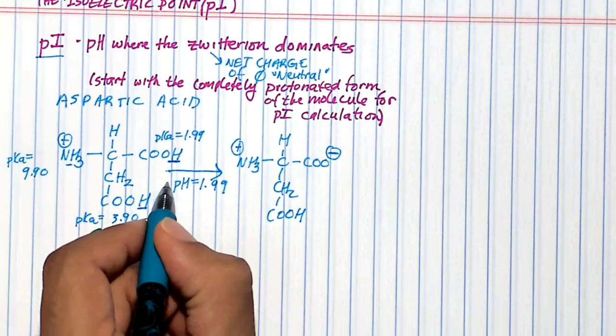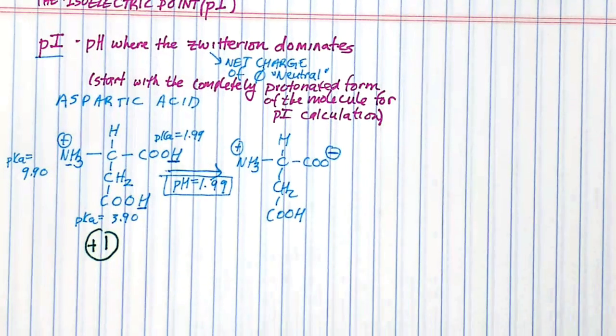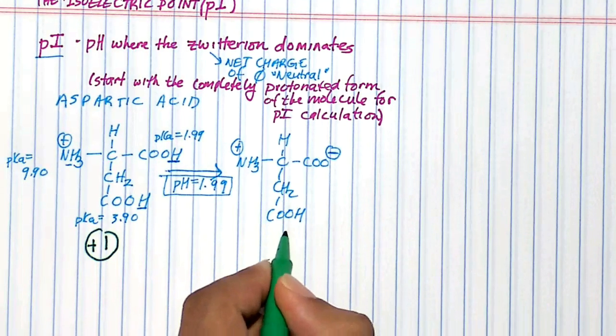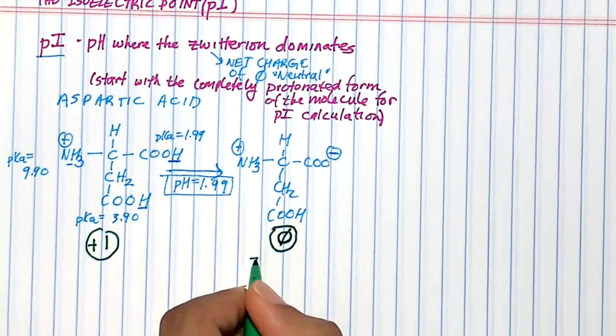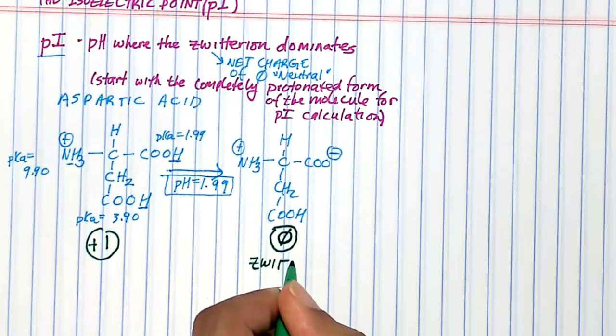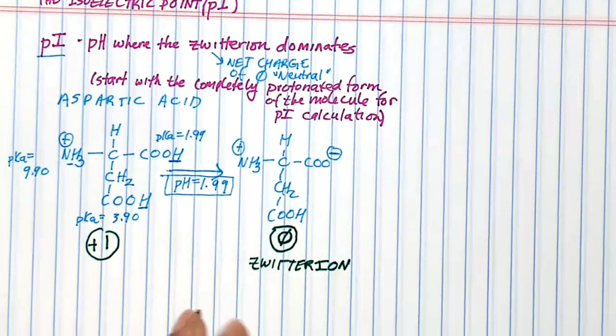So when your pH is exactly 1.99, what does that mean? It means that you have 50% of the molecule in the +1 form, and you have 50% of the molecule in this form, which has a net charge of 0, also known as the Zwitter ion. The Zwitter ionic form is the form where you have a net charge of the molecule at 0.